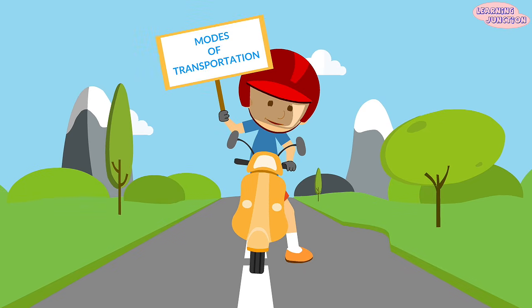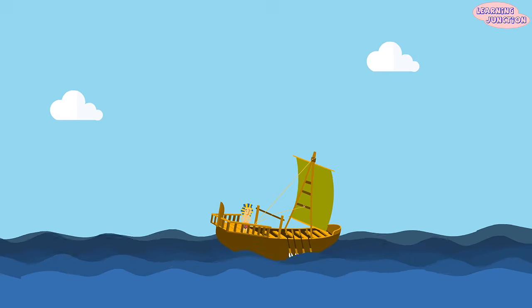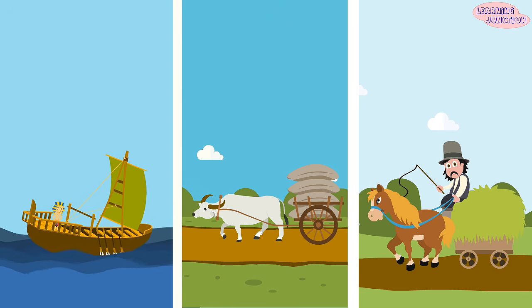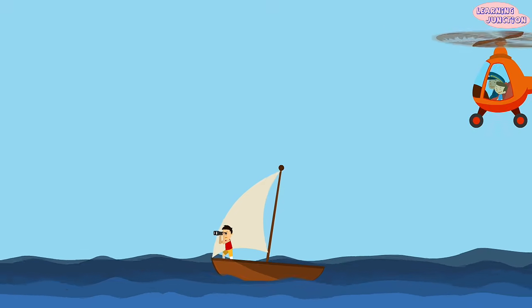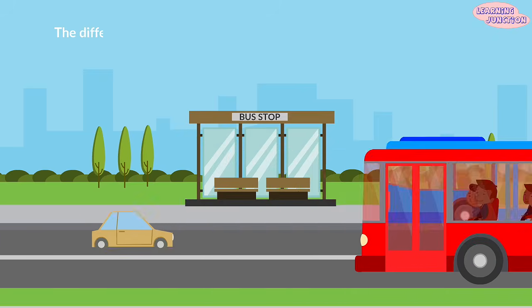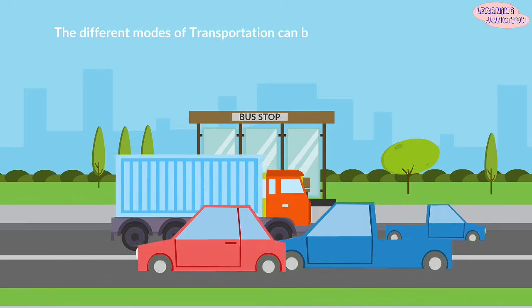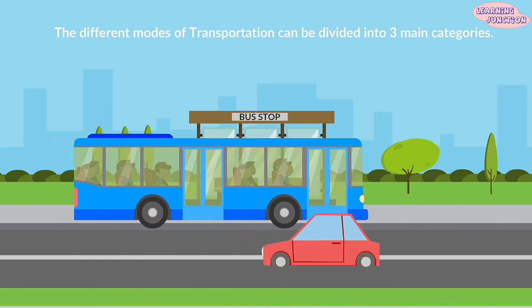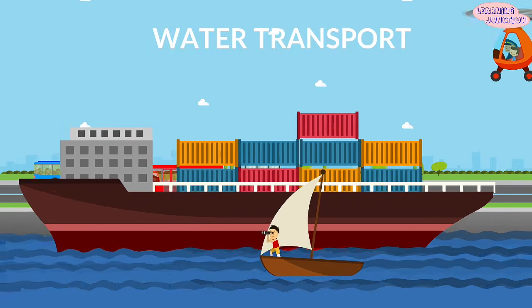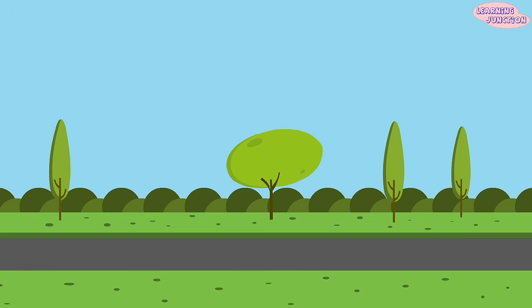Today we'll learn about modes of transportation. In ancient times, boats, bullock carts, and horse-driven carriages were the only means of transportation. But nowadays, quicker means of transportation have been developed. The different modes of transportation can be divided into three main categories: land transportation, water transportation, air transportation.